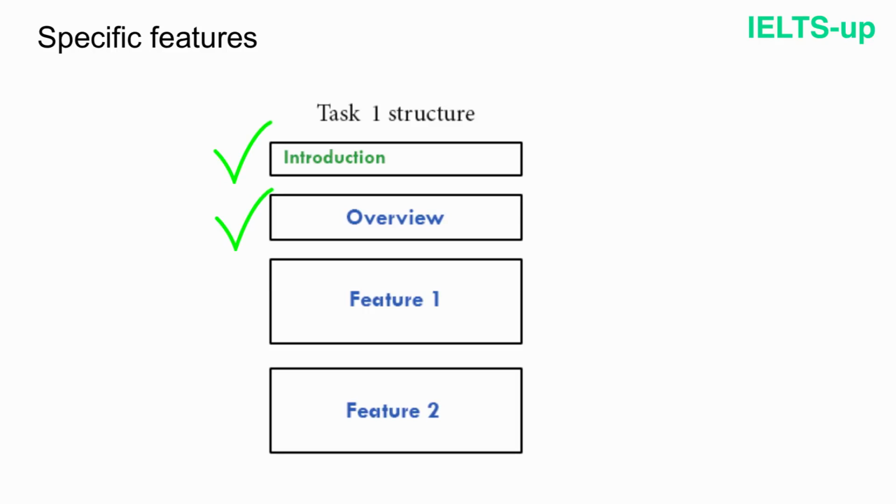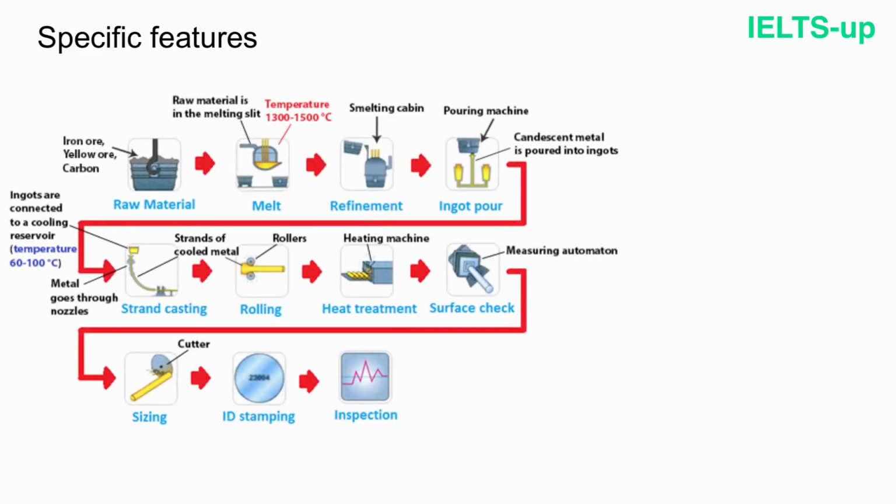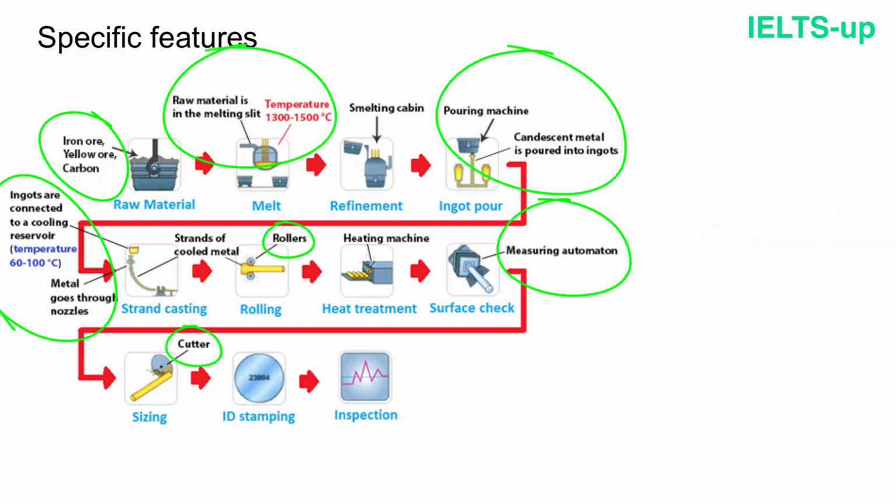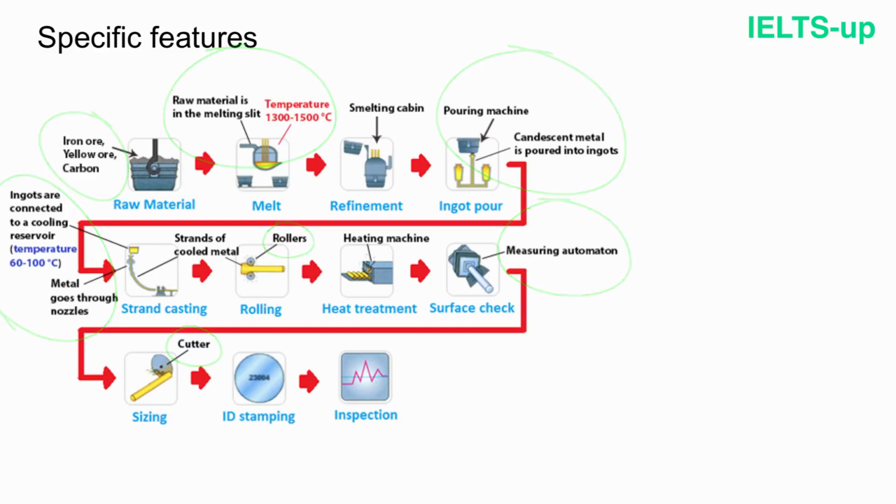Once we have finished the overview, we should provide specific features in our next few paragraphs. When we are describing graphs, charts, or tables, we describe all the changes of numbers and percentages in the paragraphs with specific features. But now we have a different case. Now we are dealing with a diagram, so we should describe each stage of our process in detail, and we should use all those additional information and hints that accompany most stages of our process.